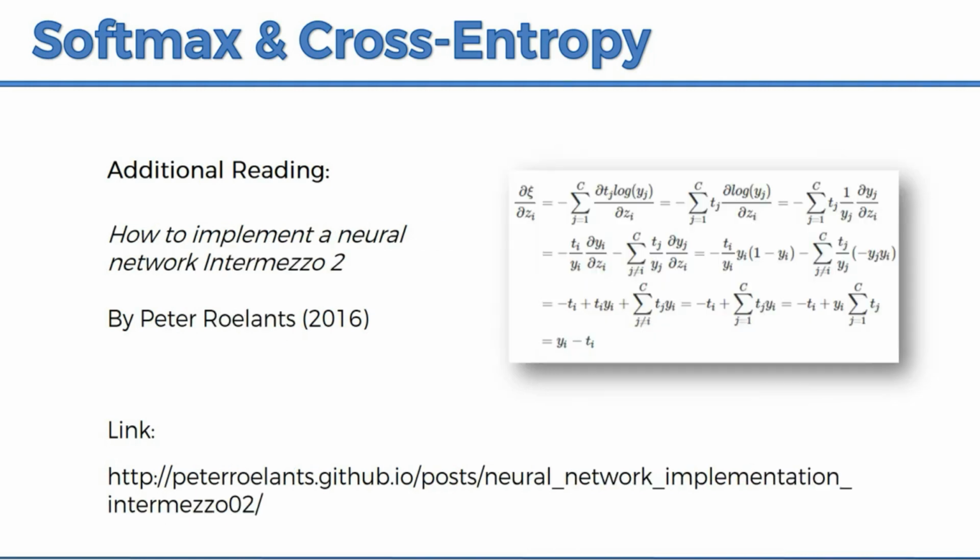If you want to dig into the heavy math, like what you see here, then check out a blog called How to Implement a Neural Network Intermezzo 2. Intermezzo is like an intermission, like when you go to a theater and you have a break between the first part and the second part. He's going through all these steps, and then he says, oh, I've got to explain this first, so that's why it's called intermezzo. No other reason, as far as I understand. The article is by Peter Roelants, 2016 as well, so both are quite recent. Check this out if you would like to dig into the mathematics behind softmax and cross entropy.